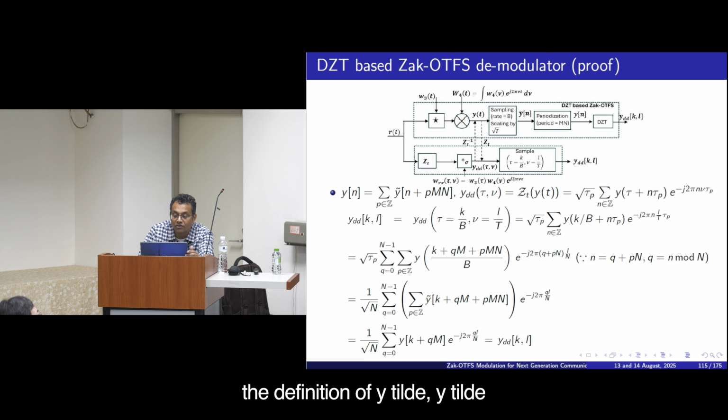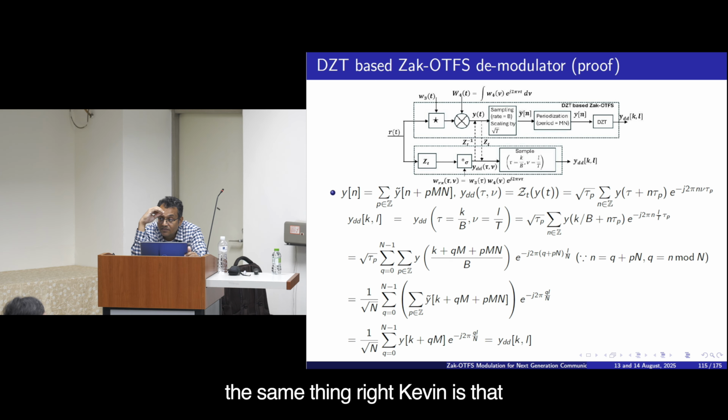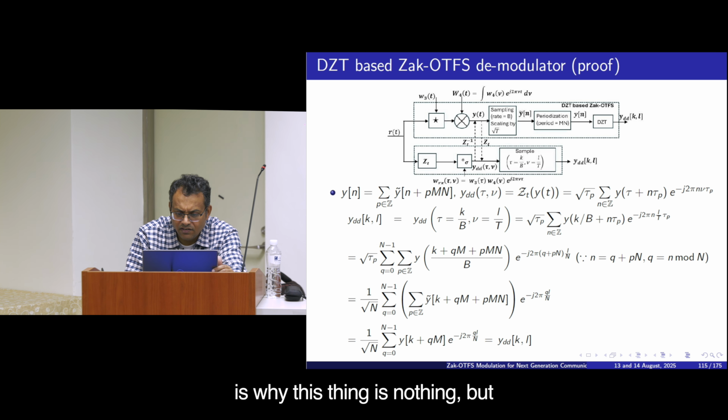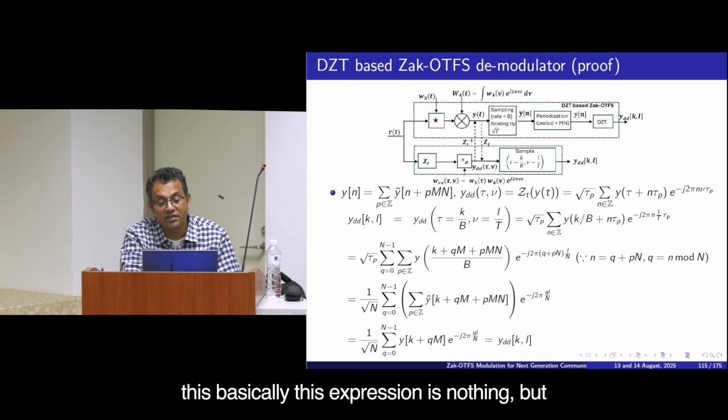You look at the definition of y tilde. Y tilde is just obtained from y(t) by sampling at rate 1 by b, that is the sampling period. So y of this is basically y tilde of the same thing, right, Kevin? Is that okay? You obtain y tilde by sampling y(t) like this. So whatever is here is here. That is why this expression is nothing but this thing.